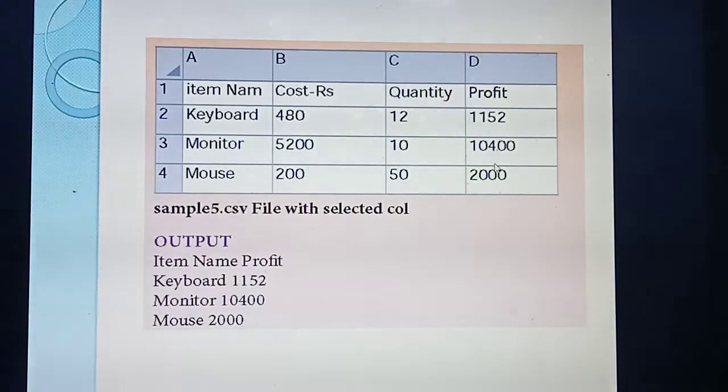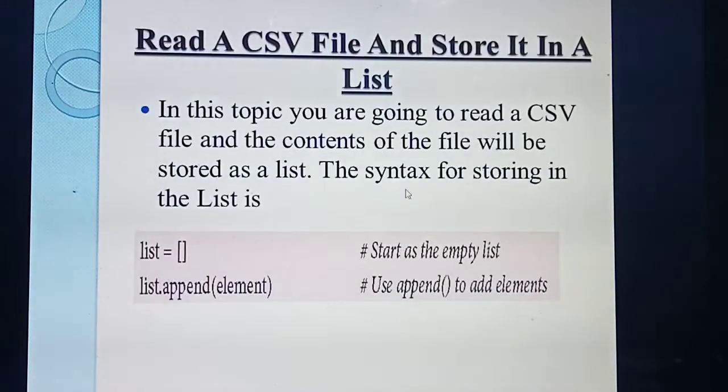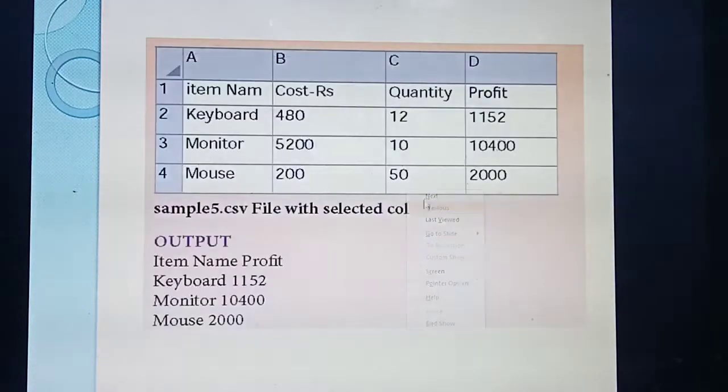Understood? So see the output: item name and profit. Only these two columns alone get printed. Okay, that's enough.